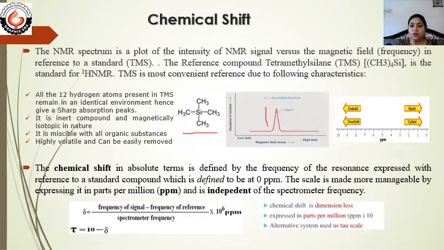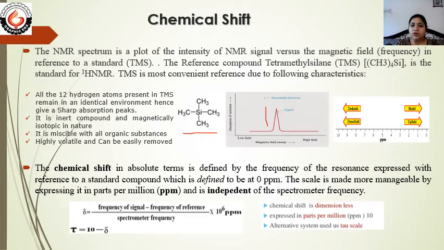It is also an inert compound, and that's why it does not interfere with any other analyte. Then it is miscible with all organic substances. Like, if I want to check the NMR spectrum for compound X and it is soluble in solvent Y, I require a reference which is also soluble in Y. This is the best property of TMS, that it is soluble in most organic substances. So whichever solvent we are using, TMS is easily soluble in it.